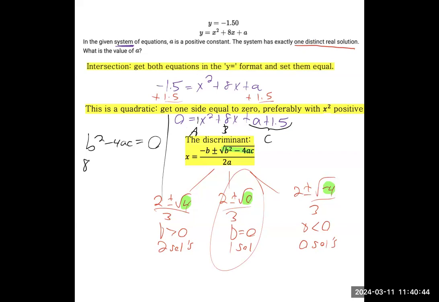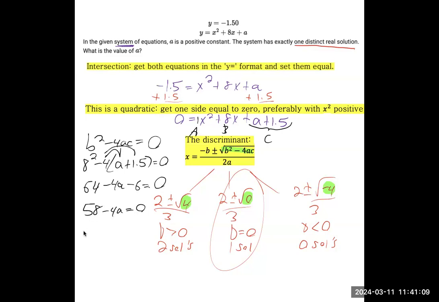So plugging that in, we have 8 squared minus 4 times 1, which we're not going to count because when you multiply by 1, nothing happens, times a plus 1.5 equals 0. 8 squared is 64, and we're going to distribute that negative 4. So minus 4a minus 6 equals 0. 64 minus 6 is 58. Add 4a to both sides, and a is 14.5.